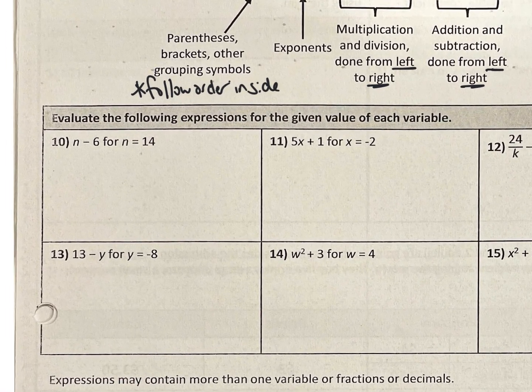So on our first example, we have simply the expression n minus 6. And we're going to substitute in the value 14 for n. So I'm going to put in 14 minus 6. And since 14 minus 6 is 8, that is the value of our expression.